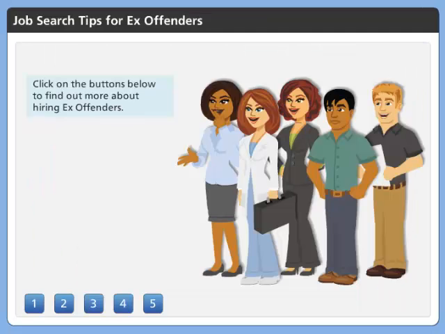Job search tips for ex-offenders. Click on the buttons below to find out more about hiring ex-offenders.